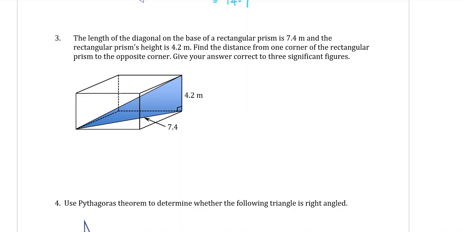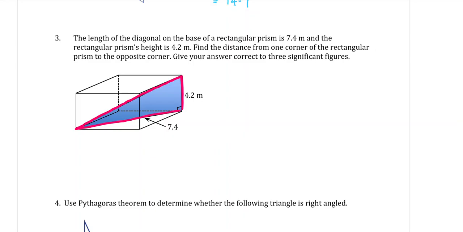Question 3 is a three-dimensional question, but sometimes these just look complicated and they're not as bad as they look. So let's have a read. The length of the diagonal of the base of a rectangle is 7.4. That's this one across here. The height of the prism is 4.2. Find the distance from one corner of the rectangle to the opposite corner. Give your answer correct to 3 significant figures.